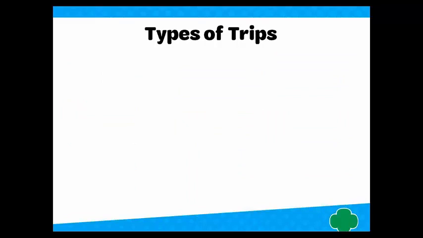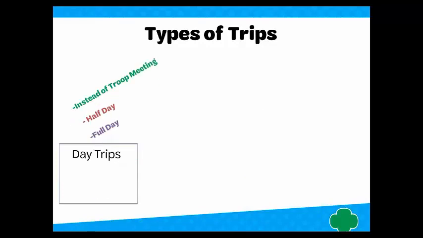So let's talk about the types of trips a little further. So I want to make this a little clearer because there's a lot of different types of trips. So I'd like for us to think of the types of trips as a spectrum. So on one side, you have basic day trips, which could vary in length. For example, you could choose to have a day trip that is instead of your troop meeting. Usually troop meetings are about an hour or two. So maybe instead of the meeting this time, we're going to go to the park nearby. So that would be an example. Or maybe you have a half day or a full day trip with your troop. So those are day trips.